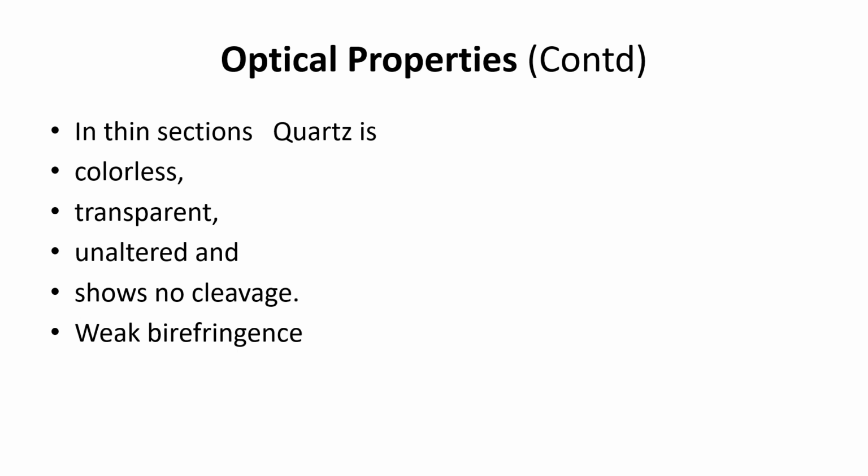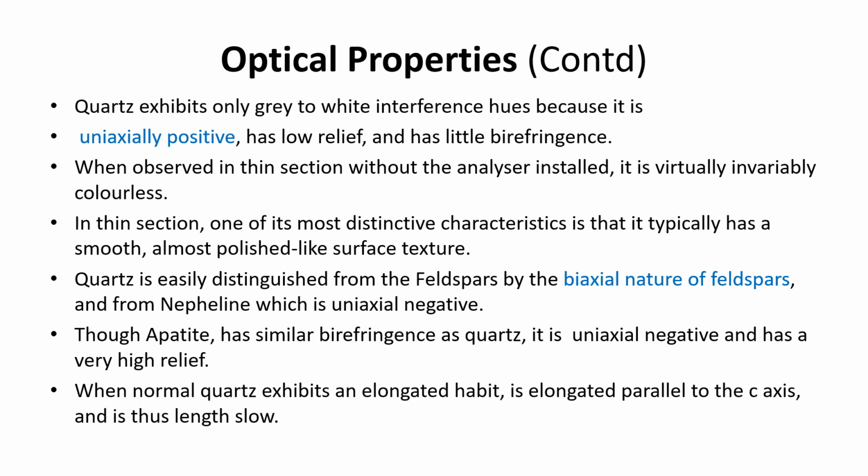Coming to the optical properties in thin section, quartz is colorless and transparent, unaltered, and it shows no cleavage and weak birefringence. It exhibits gray to white interference colors. Quartz is uniaxial positive, and it has low relief and little birefringence. If observed in thin section without the analyzer, it is invariably colorless. This is the most distinctive character for identifying it in thin section. It typically has a smooth, polished-like surface texture.